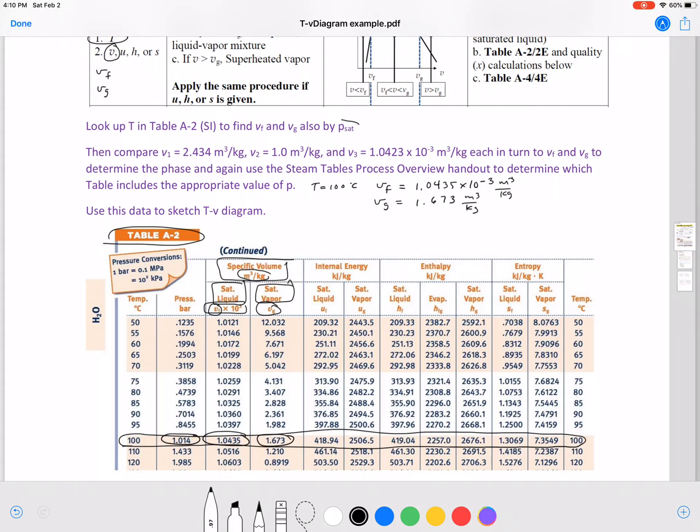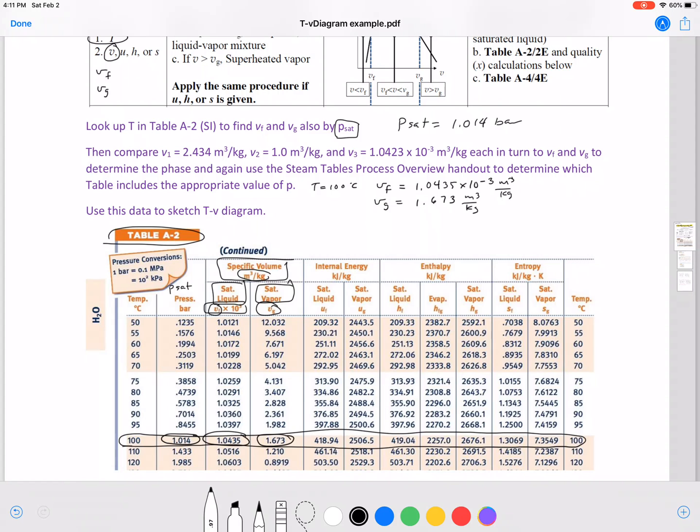So PSAT here is the second column. On table A2, temperature is in the first column, and then we have pressure in the second column, and that pressure is the saturated pressure. All of these values are the saturated pressure values associated with a given temperature. So PSAT for our 100 degrees Celsius is 1.014 bar. And if we're in the dome, then that would be our pressure.